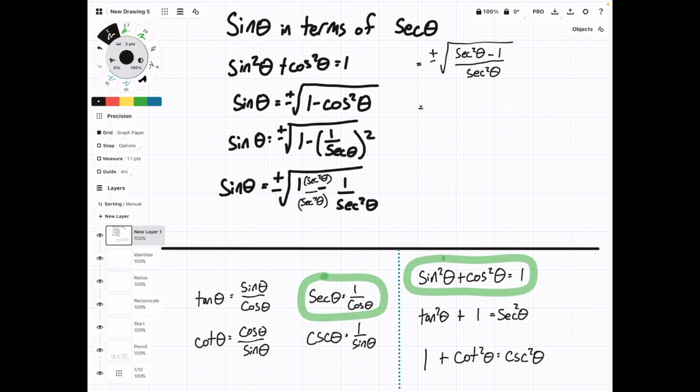This can also be rewritten as plus or minus square root of secant squared theta minus 1 over the square root of secant squared theta. And this one we can just simplify to secant theta because it's the square root of a square. So our final answer is going to be plus or minus the square root of secant squared theta minus 1 over secant theta.